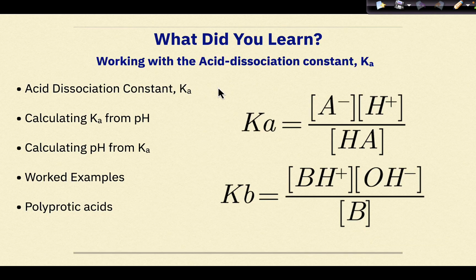So what did you learn? We talked about the acid dissociation constant Ka, calculating Ka from pH, calculating pH from Ka, a lot of worked examples, and finally a little bit about polyprotic acids.